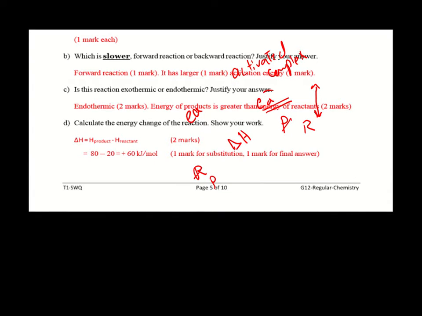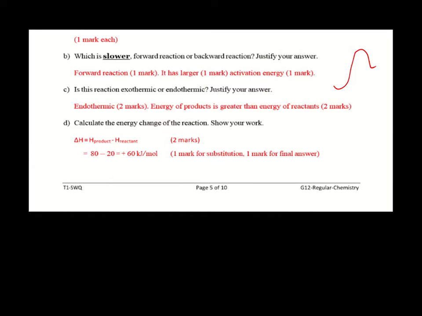Then, is this reaction exothermic or endothermic? By looking at the graph, the curve was going like this. This means that the forward reaction was endothermic, and that's because the energy of products is higher than the energy of reactants.